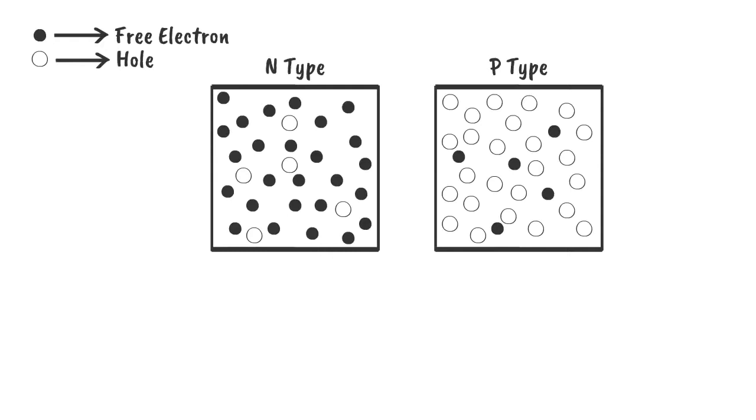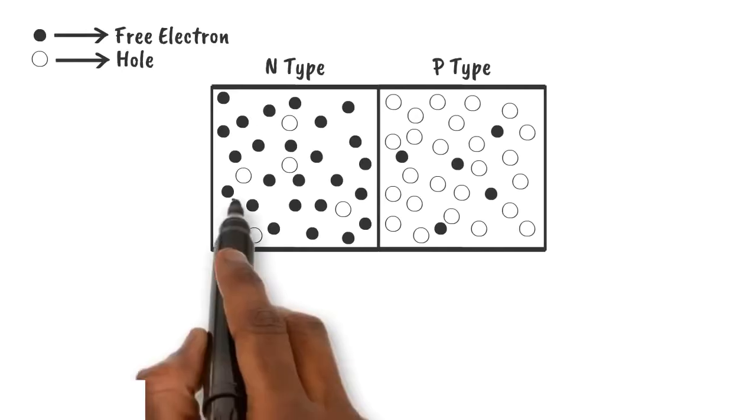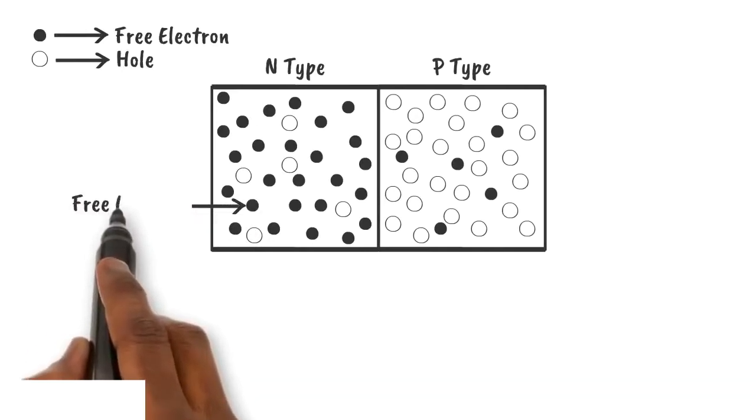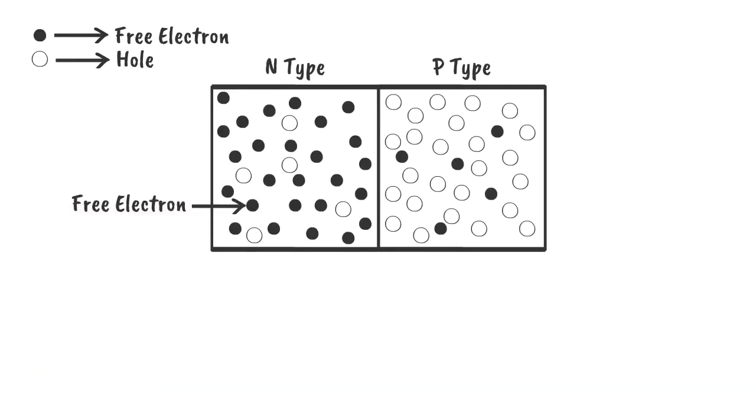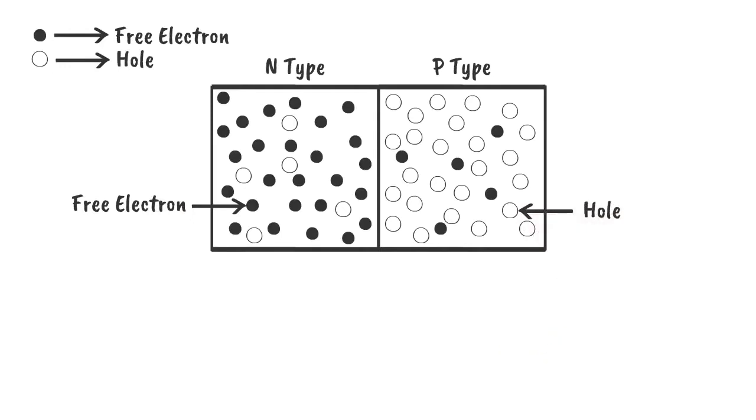Let us create a simple p-n junction diode. Let us join an N-type and a P-type material together. The majority carriers in N-type material are free electrons. The majority carriers in P-type material are holes. Let us see what happens at the junction of these two materials.